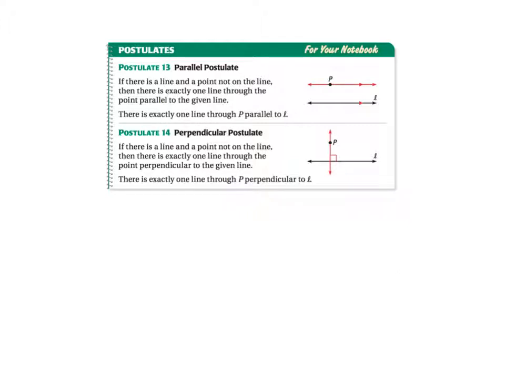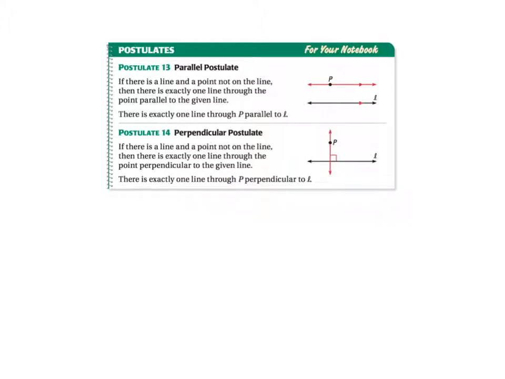If there is a line and a point not on the line. So here we have line L and a point P not on it. So again, if there's a line and a point not on the line, then there's exactly 1 line through the point parallel to the given line. So again, we have a line with a point P that's not on it. There is only 1 line that can go through point P that is parallel to line L. That's the parallel postulate.